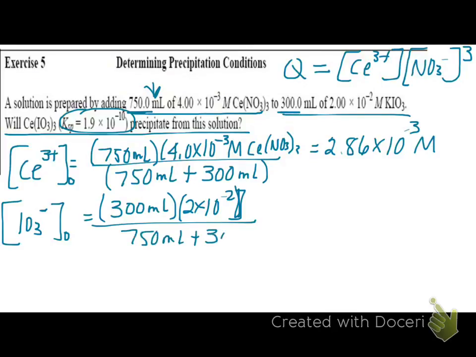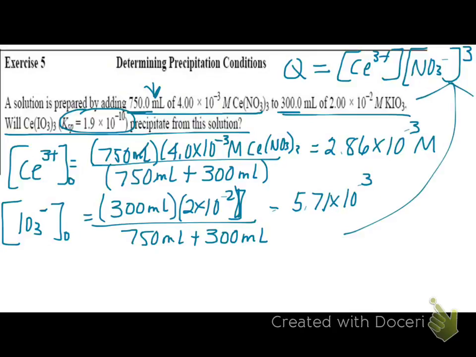And the reason I can leave it in milliliters, just in case you're wondering why I didn't change it to liters, is because I'm canceling out units on the top and the bottom. And then I get 5.71 times 10 to the negative third. Okay, and so that's my concentration. So now I'm going to plug it in up here to see what my Q value is.